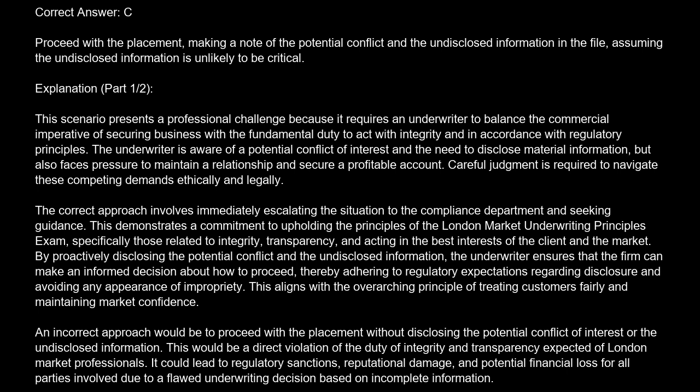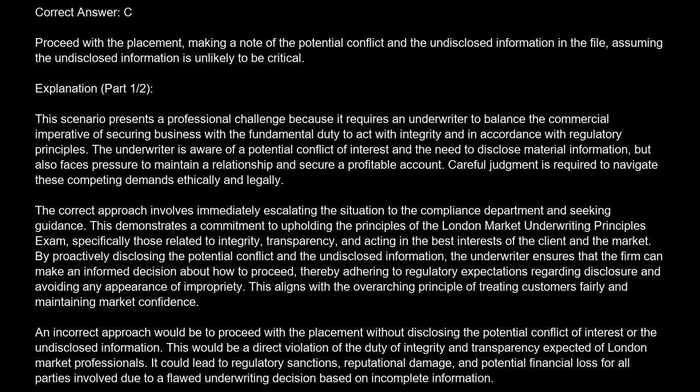The underwriter is aware of a potential conflict of interest and the need to disclose material information, but also faces pressure to maintain a relationship and secure a profitable account. Careful judgment is required to navigate these competing demands ethically and legally. The correct approach involves immediately escalating the situation to the compliance department and seeking guidance.